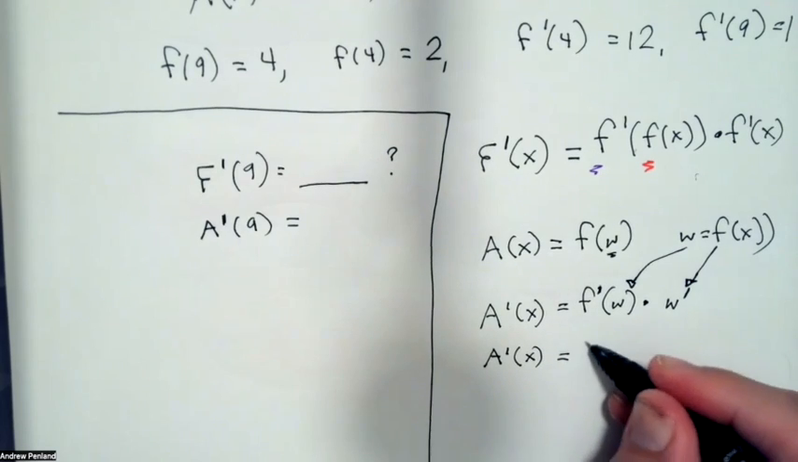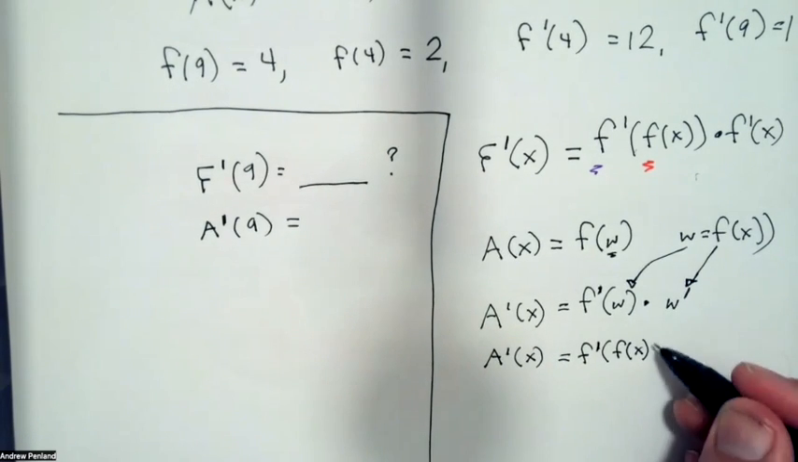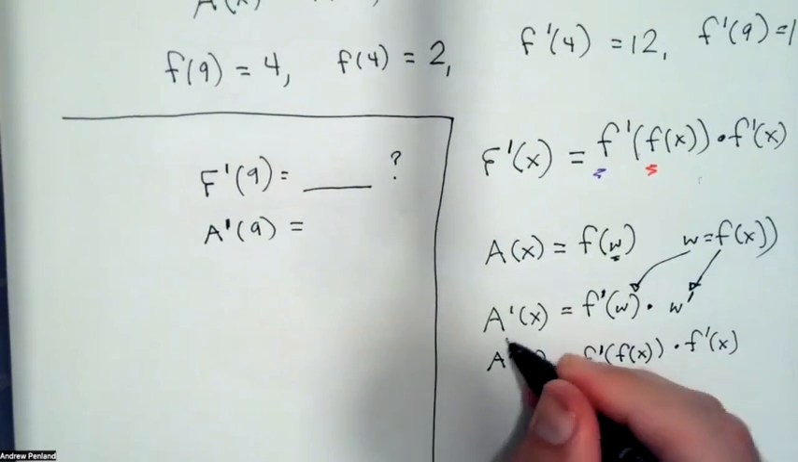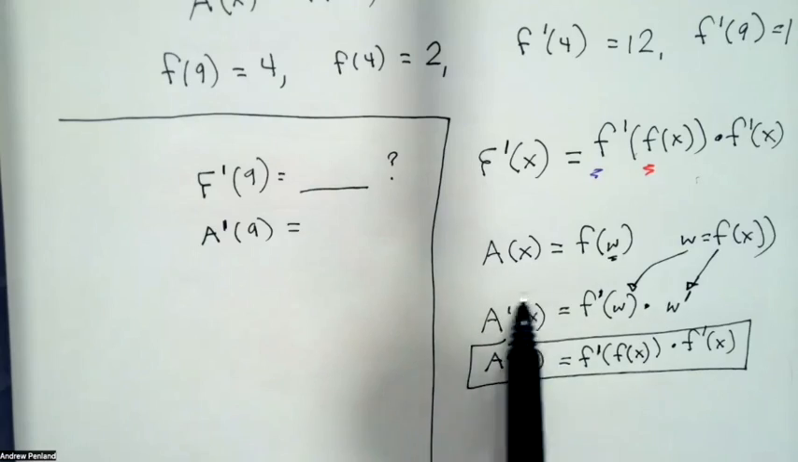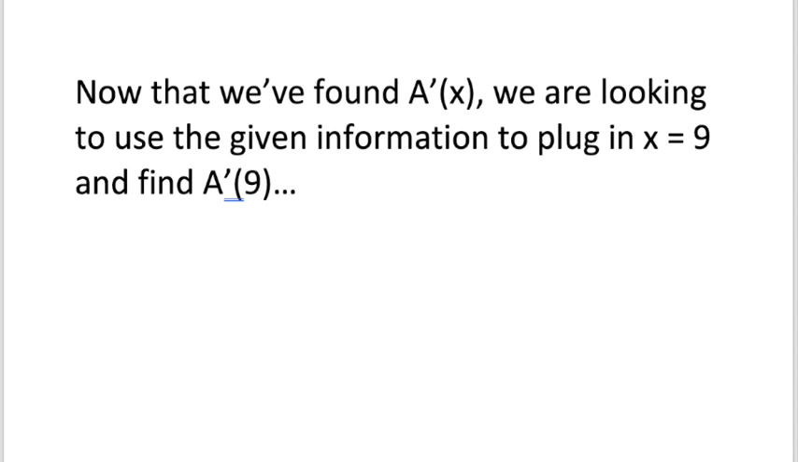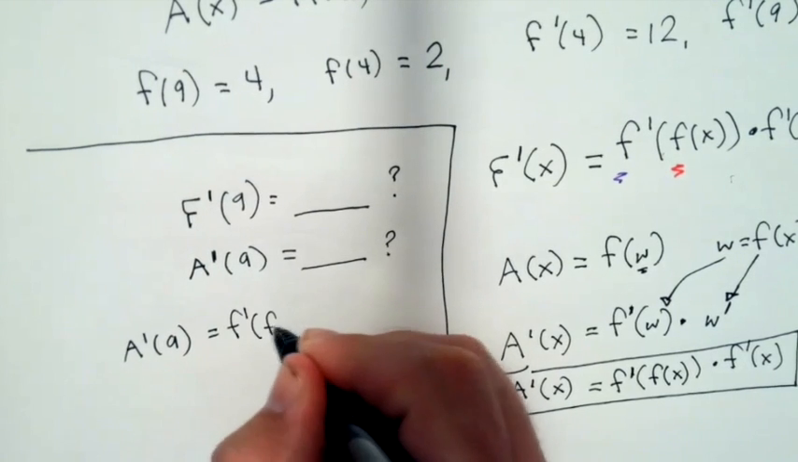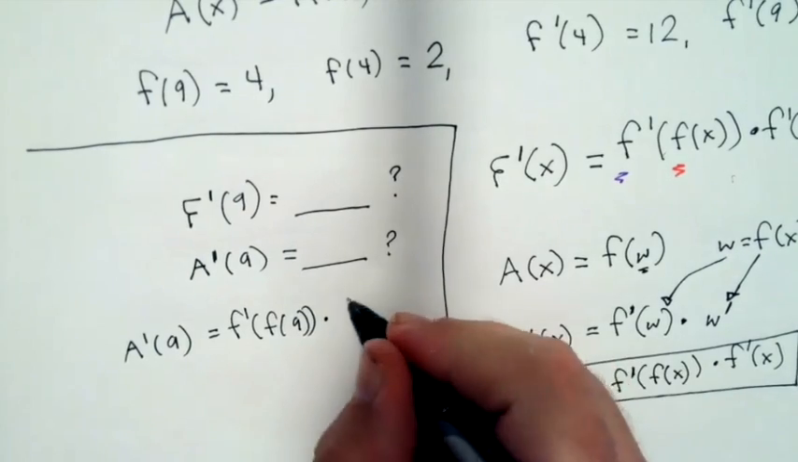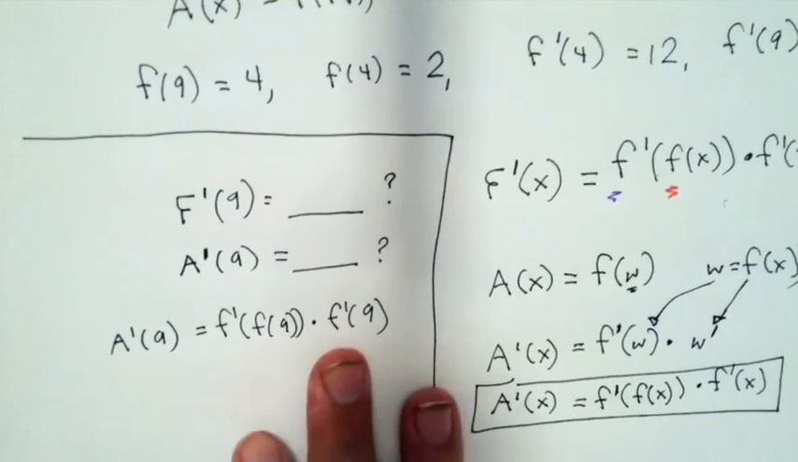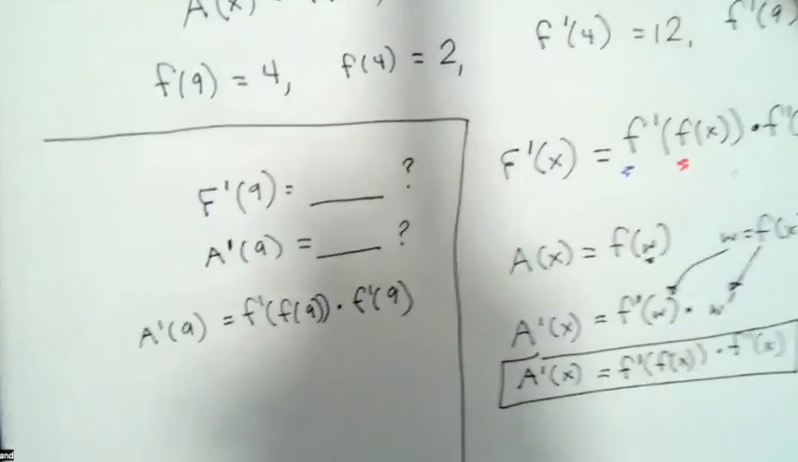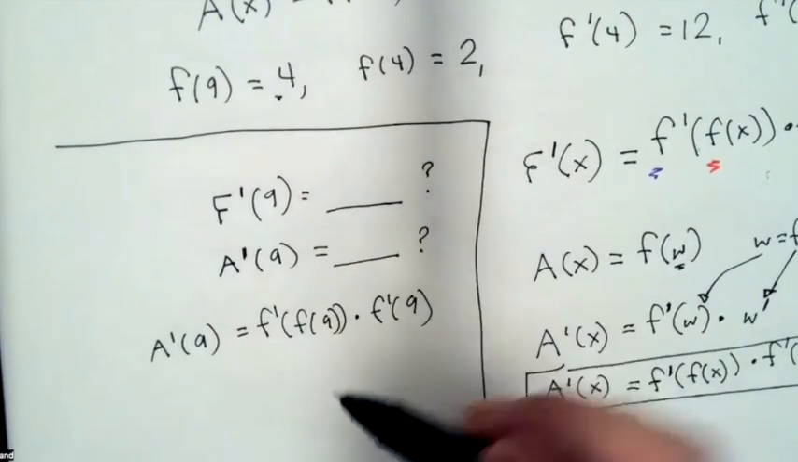Then what I would have is f prime of f of x times f prime of x. So this would be the derivative of f of x. You'd write it, and 9 for x. You get f prime of f of 9 times f prime of 9. And now I have the information about what those values are. I know what f of 9 is. F of 9 is 4.